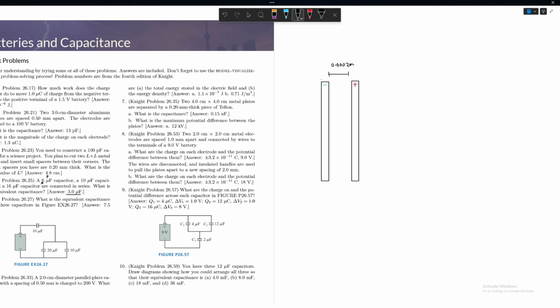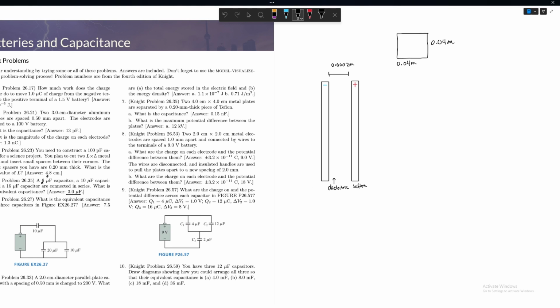And this is 4 by 4 metal plates. So these plates, if I draw them from the front view, they look something like this, and it's 4 by 4. These are centimeters, so let me convert them to meters. There you go. All right. And so a piece of Teflon, whatever Teflon is, is the dielectric.